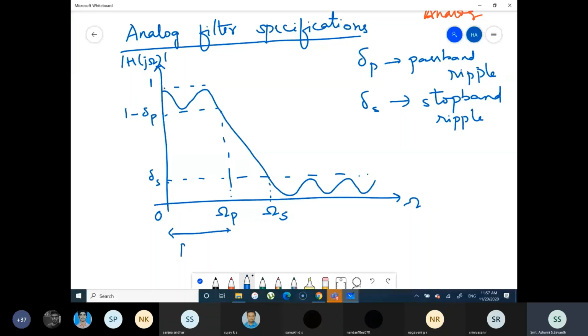So this is the pass band, this is the stop band, and this is the transition band. Those are the analog filter specifications, the 4 parameters that will be given to you: delta P, delta S, omega P, and omega S.